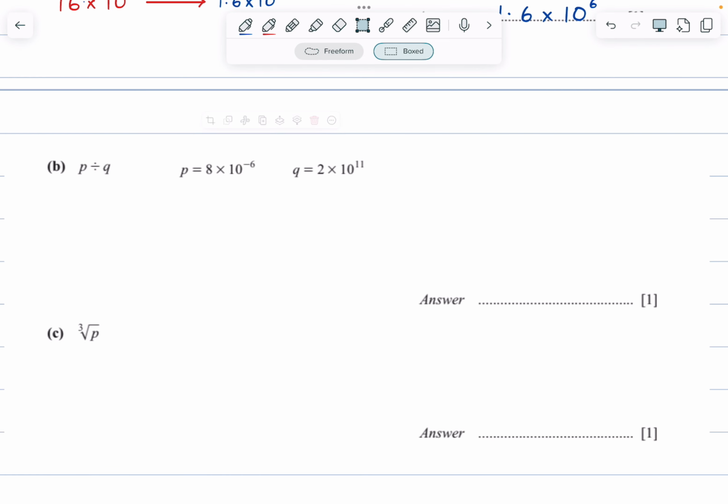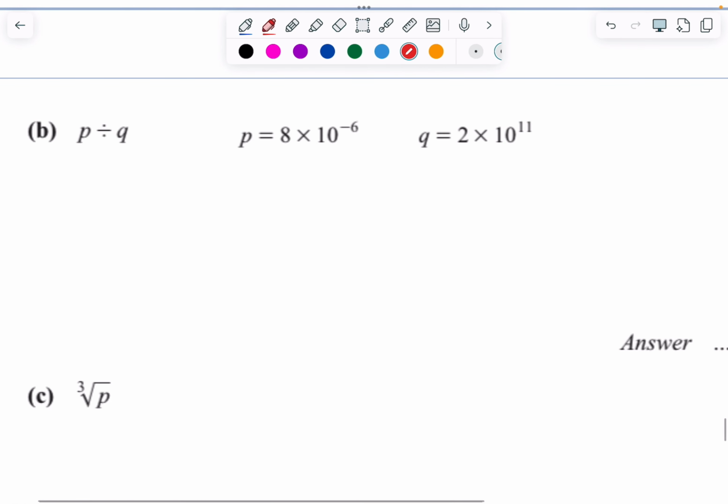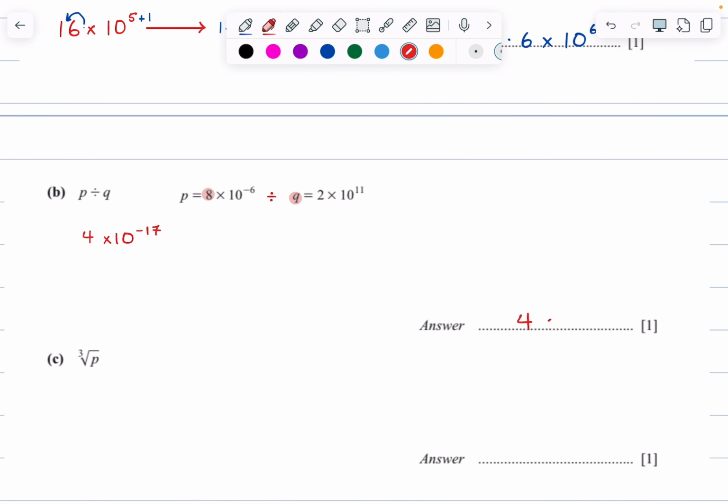This is P and Q. So I'm dividing them. You can write them if you want. ना इसी तरह से कर लेते हैं. 8 divided by 2 is 4. Correct? 8 divided by 2 is 4. And minus 6 minus 11, okay, because there's a division sign, the powers of 10 are going to subtract. So minus 6 minus 11 is going to give you minus 17. So it's going to become 4 times 10 to the power of minus 17. Got it? And that is the answer.